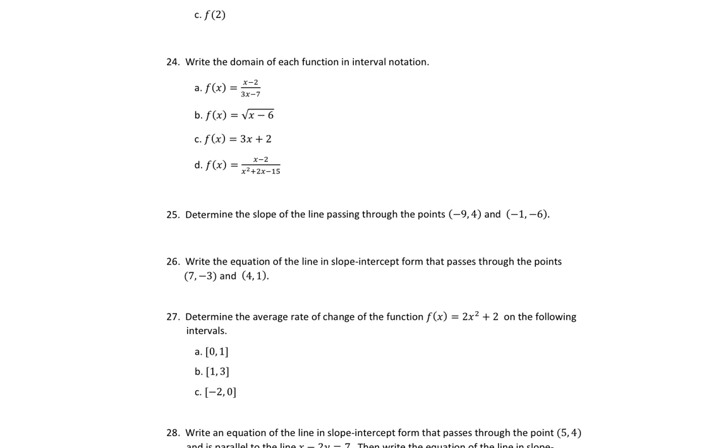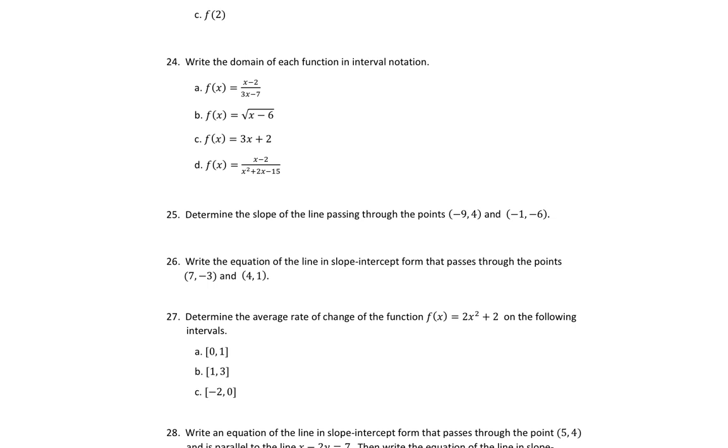Okay, so for 23, we just need to evaluate the function defined by f(x) = 3x² - 4x + 2. So f(-3), well, we see how we have x here, and now we have -3. That means we're going to put -3 in for all our x's. So 3(-3)² - 4(-3) + 2.